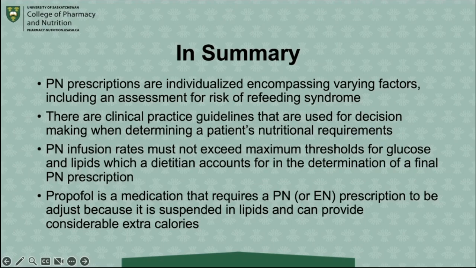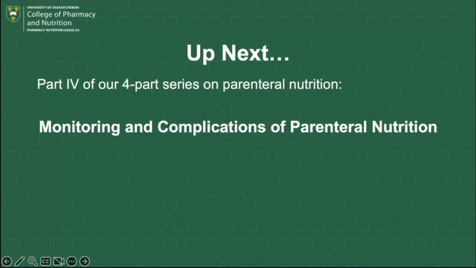To summarize everything discussed here, parenteral nutrition prescriptions are individualized, encompassing varying factors. There are clinical practice guidelines that are used for decision-making for nutritional requirements. Refeeding syndrome must be taken into consideration when starting parenteral nutrition. And patients can receive energy from other places other than parenteral nutrition, which is why you must consider patient medications such as propofol. Up next is part 4 of our 4-part series on parenteral nutrition. Stay tuned for monitoring and complications of parenteral nutrition.